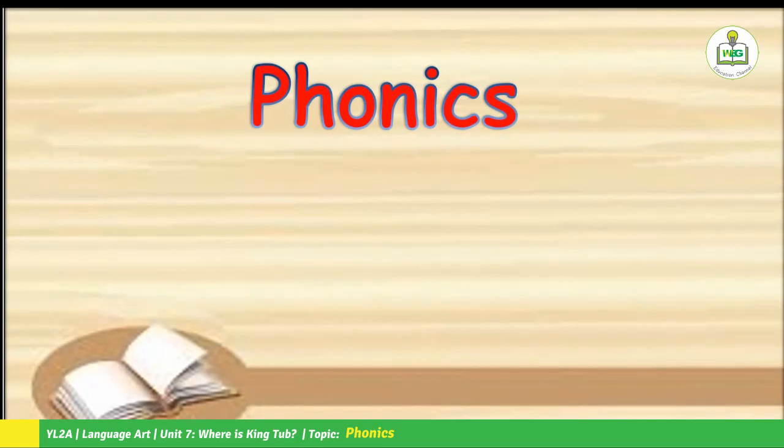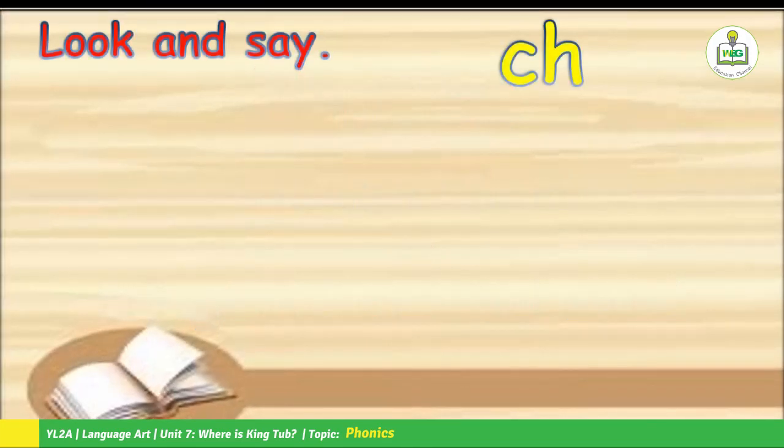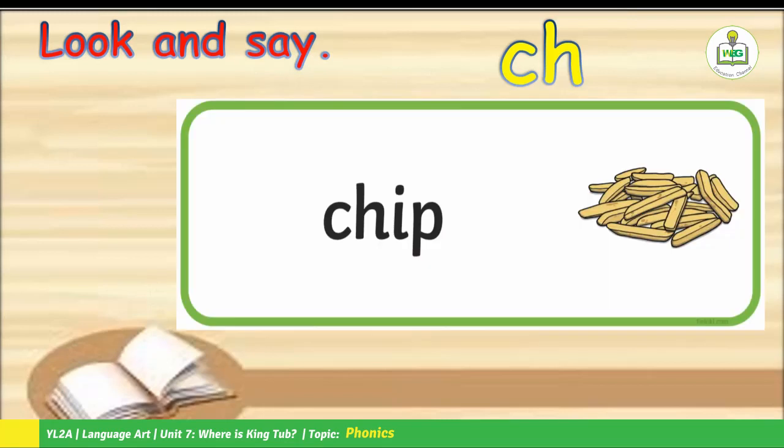Today's lesson is about phonics. We will be looking at the consonant blend CH. Letters C and H make the sound CH. So we'll be looking at the beginning and the final sound. So look and say CH, CH, chip.